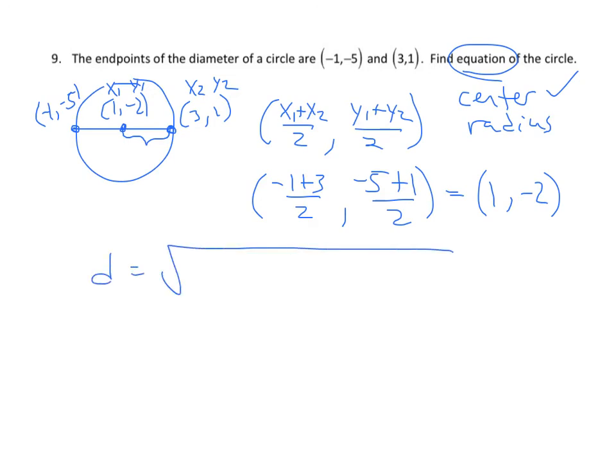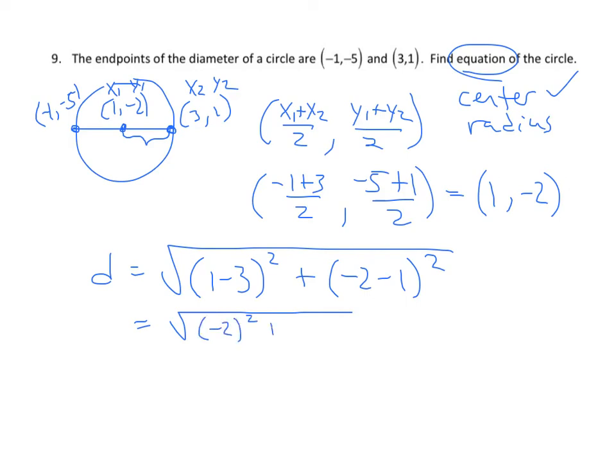So the distance between those 2 points, we do the square root, subtract the x's, so 1 minus 3, square it, plus, and then we subtract the y's, negative 2 minus 1 squared. And we simplify, negative 3 minus 1 is negative 2 squared, plus negative 2 minus 1 is negative 3 squared. And that's the square root of 4 plus 9, or the square root of 13. So that is the length of my radius.